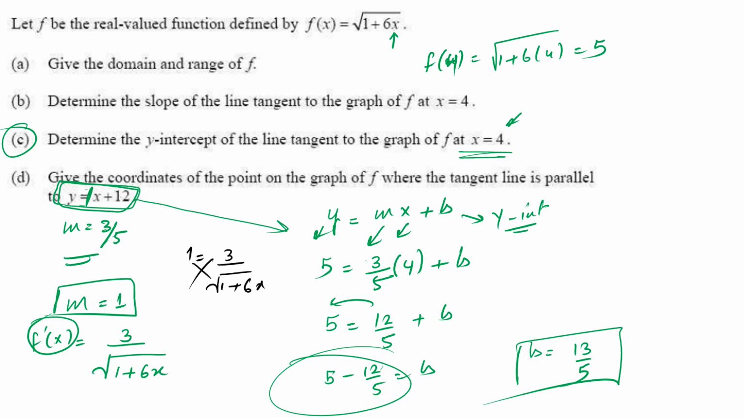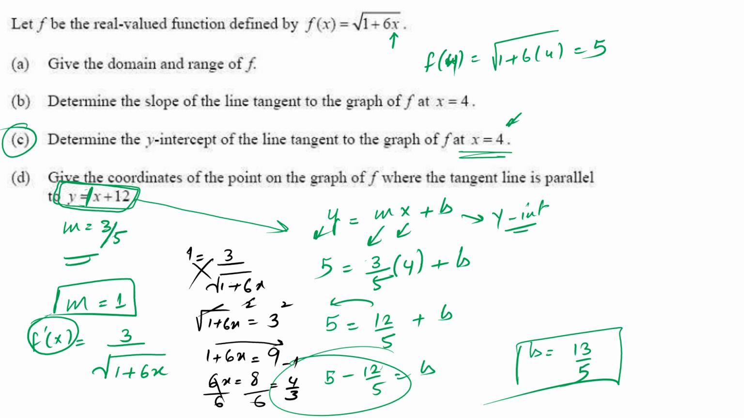Cross multiply: 1 times square root of 1 plus 6x gives me the same thing, equals 3. I have to solve for the x and the y values, so I will take the square on both sides. The square root and square cancel, so I will get 1 plus 6x equals 3 squared, which gives me 9. Solve for x: bring the 1 over here, so 6x equals 9 minus 1, which gives me 8. Divide both sides by 6, so I get x equals 4 over 3.